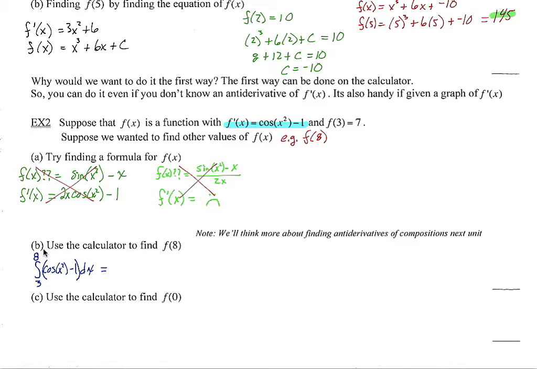Welcome back. You should have found that the value of that integral is -5. Well, if the value of that integral is -5, and we know, based on the fundamental theorem of calculus, that f of 8 minus f of 3 is equal to the integral, that means f of 8 minus f of 3 is -5. And we know what f of 3 is. So we now have f of 8 minus 7 is equal to -5, which then tells us that f of 8 has to have been 2.